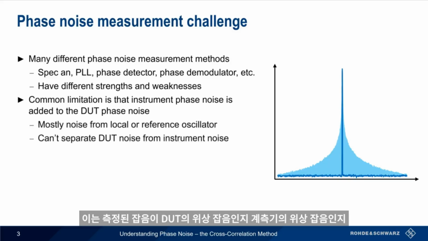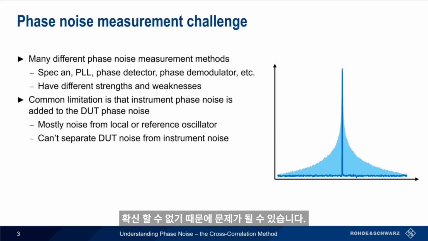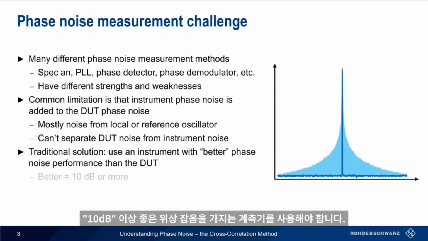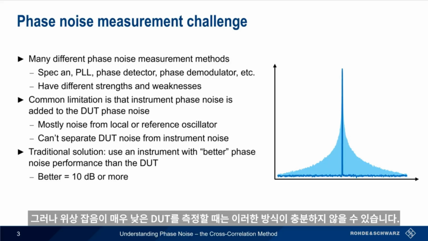This is a problem because we can't always be sure whether we're measuring the DUT's phase noise or the instrument's phase noise. The traditional way of dealing with this issue is to use an instrument that has better phase noise performance than the DUT, with better usually being defined as at least 10 dB or more. However, this approach still may not be sufficient when measuring modern DUTs with very low levels of phase noise.